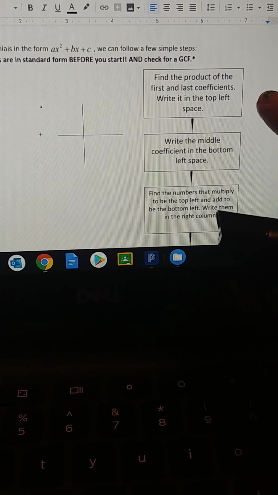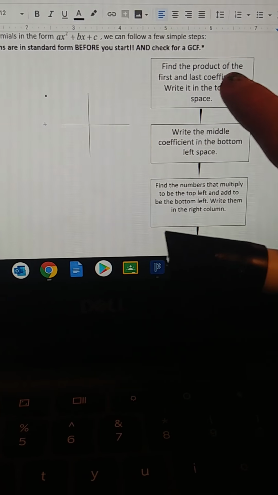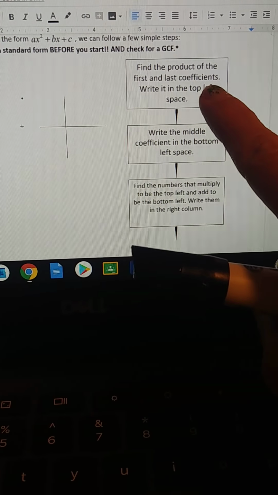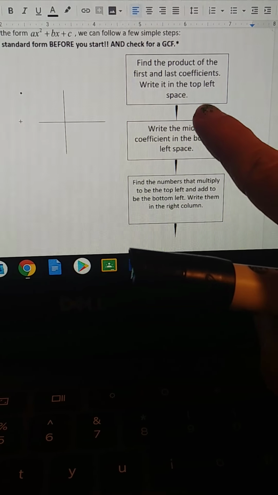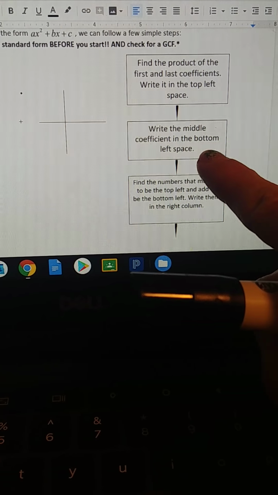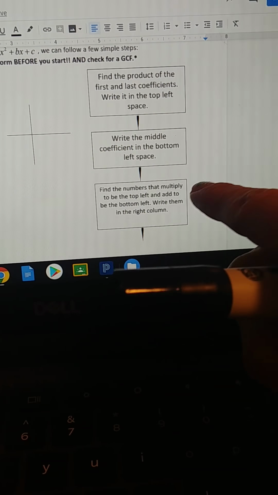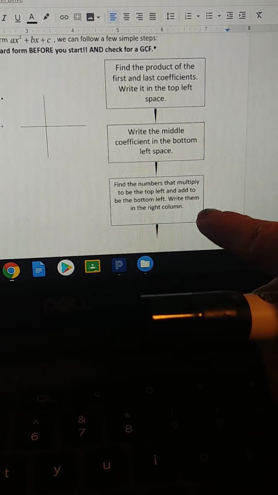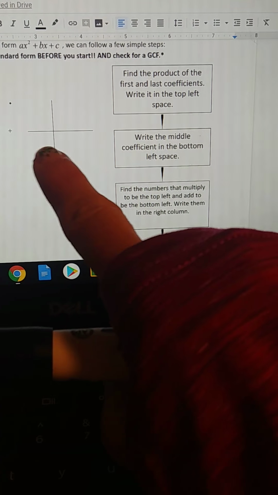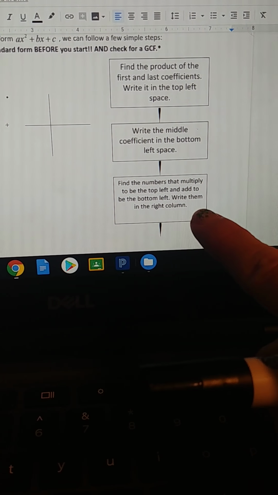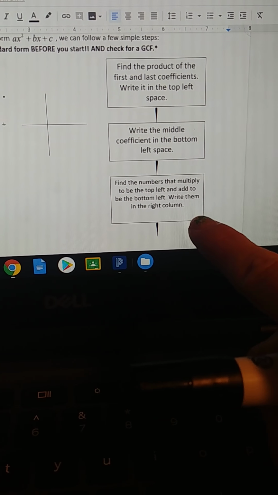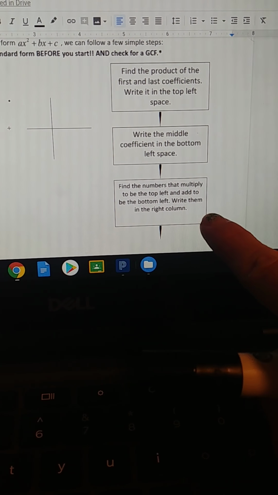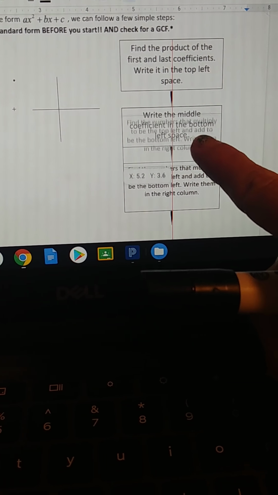On the side of your notes, there are step-by-step instructions. Find the product of the first and the last coefficients and write it in the top left space. Write the middle coefficient in the bottom left space. We're going to use this tic-tac that you learned about already, and then find the numbers that multiply to be the top left and add to be the bottom left, and write them in the right column.